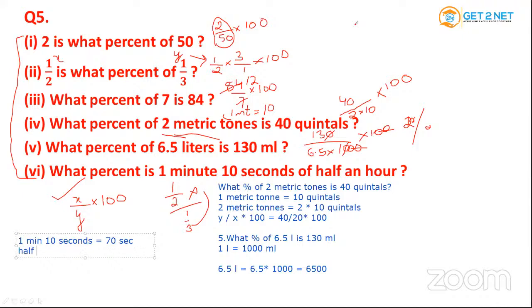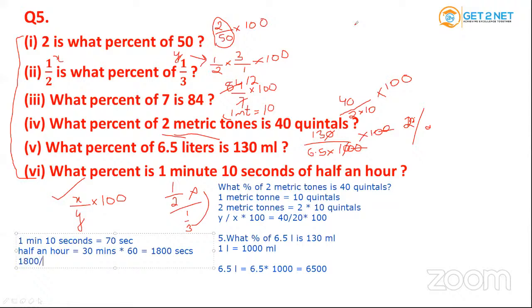Half an hour is how many seconds? Half an hour means 30 minutes. When you convert it into seconds, it will be multiplied by 60, right? 1800 seconds. Did I make any mistake? No, ma'am. So now what will you do?